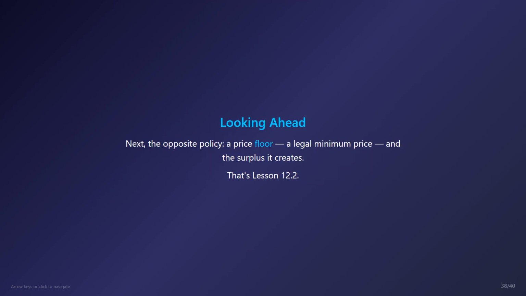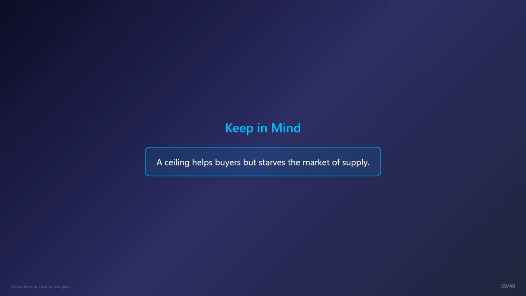In the next lesson, we turn to the mirror image policy, a price floor, a legal minimum price. Instead of a shortage, it creates a surplus, and we'll see how the government deals with that. That's lesson 12.2. And keep this picture in mind. A ceiling helps buyers in the short run by holding the price down, but it starves the market of supply, leaving a shortage that someone always has to manage.